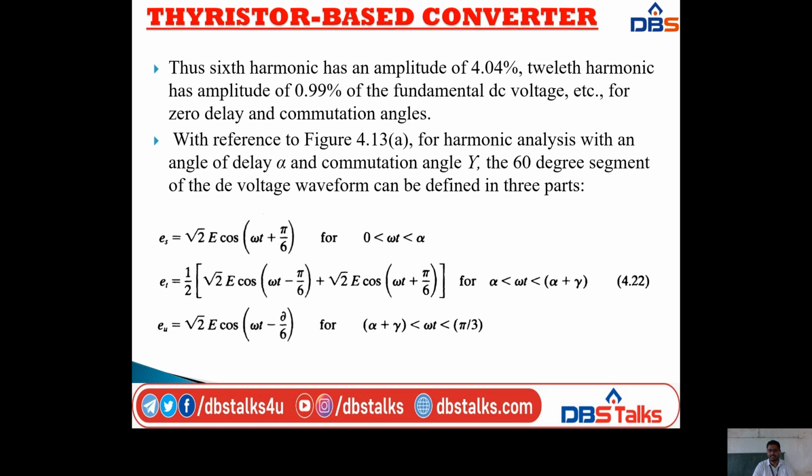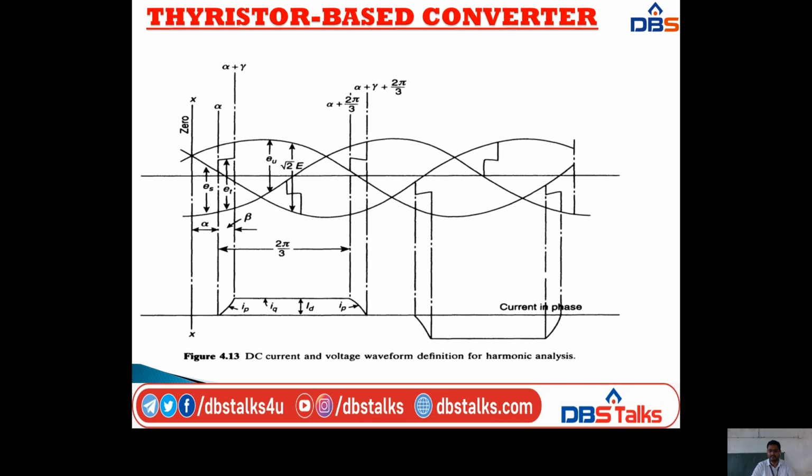Like that we have the three parts of the DC voltage waveform for the harmonic analysis of the DC voltage. Refer to this diagram, the DC current and voltage waveform definition for harmonic analysis. The DC voltage waveform consists of the three parts I already discussed. In the diagram we have alpha, alpha plus gamma, alpha plus 2 pi by 3, and alpha plus gamma plus 2 pi by 3.